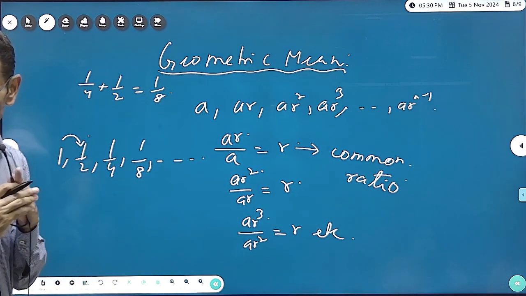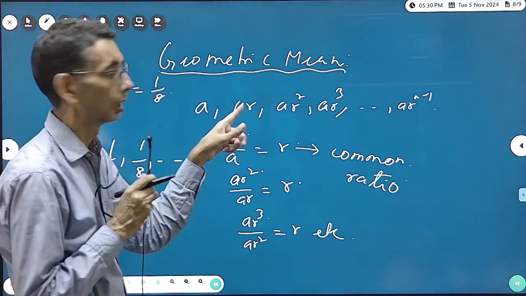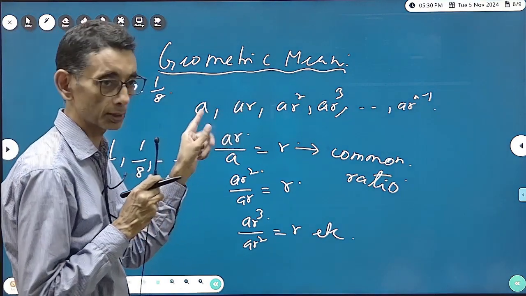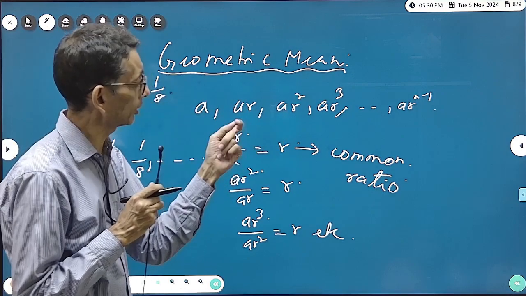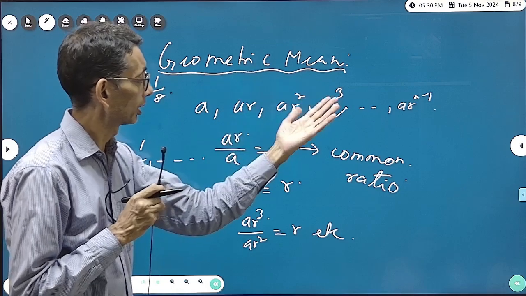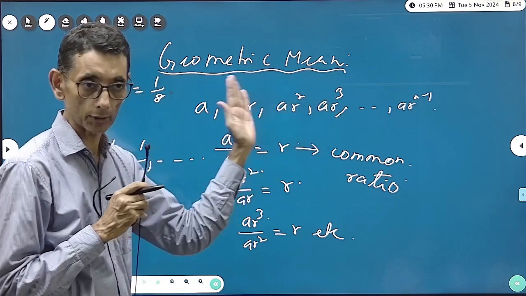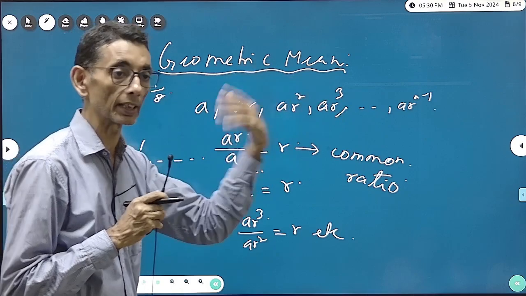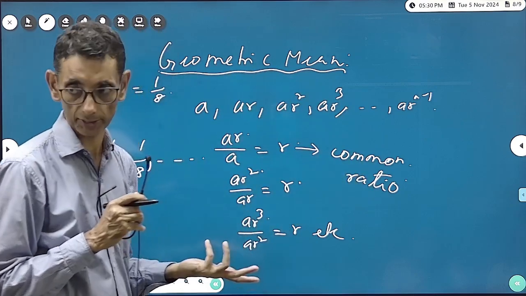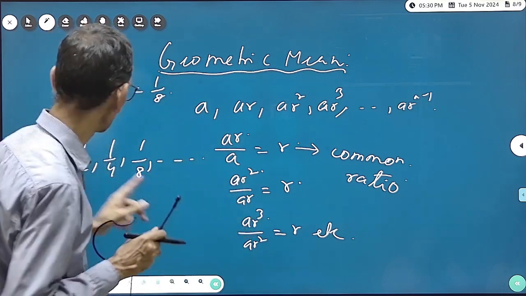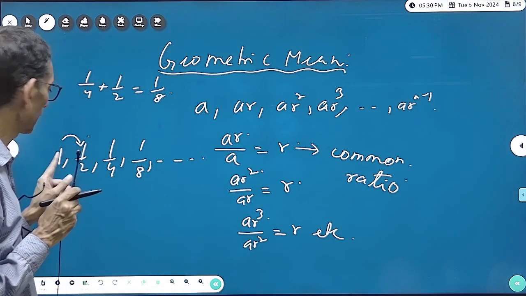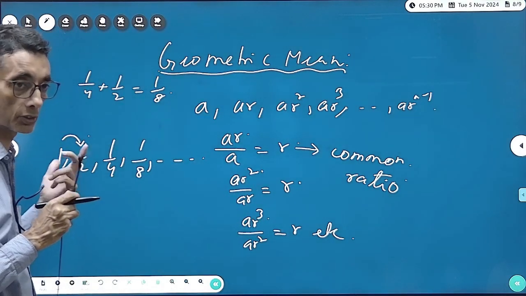How do you get a GP? So here, how did you get the second term? If you multiply the first term by R. This one, you multiply this one by R. So every term, just to get the next term, multiply the preceding term. Agor term took to me the R di multiply kora, you get the next term. Every time it will follow the same pattern. The number by which you multiply is called the common ratio. Here tell me, how did you get half? By multiplying 1 by half. So therefore the common ratio is half.